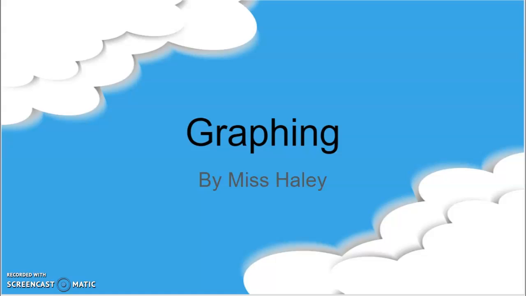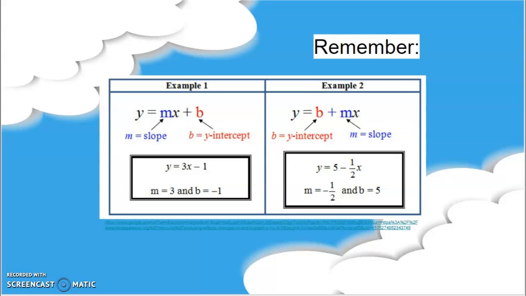Today we'll be graphing lines in the slope-intercept form. Before we begin, let's remember what slope-intercept form looks like. It can be read as y equals mx plus b, m being the slope of the line and b being the intercept of the line, or as y equals b plus mx.